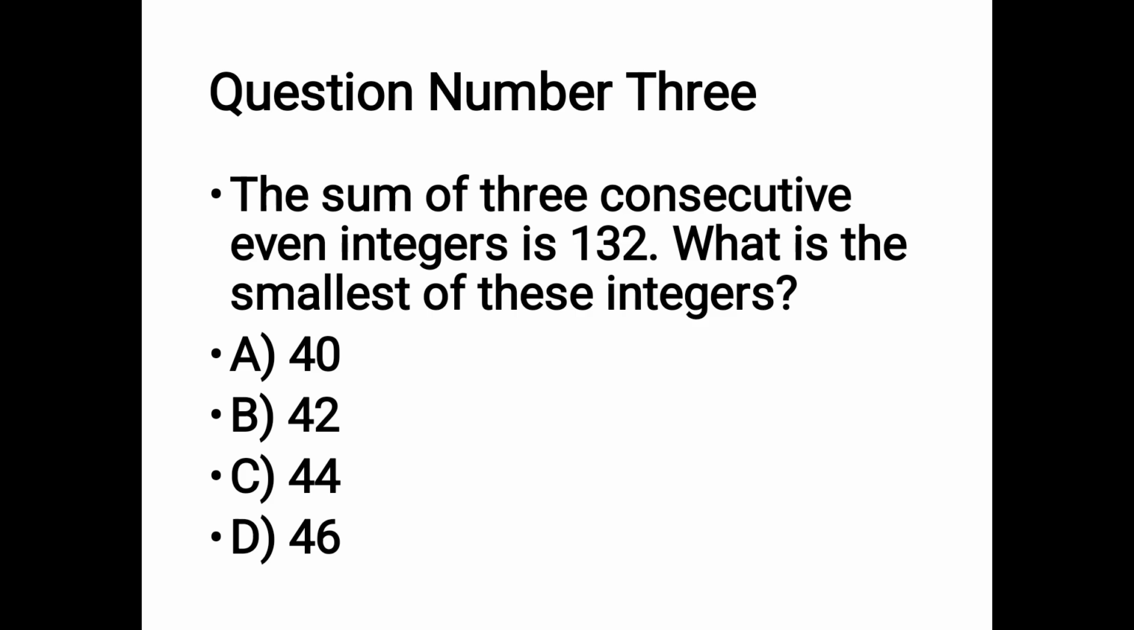Question number 3. The sum of three consecutive even integers is 132. What is the smallest of these integers? A. 40. B. 42. C. 44. D. 46. You have 10 seconds.